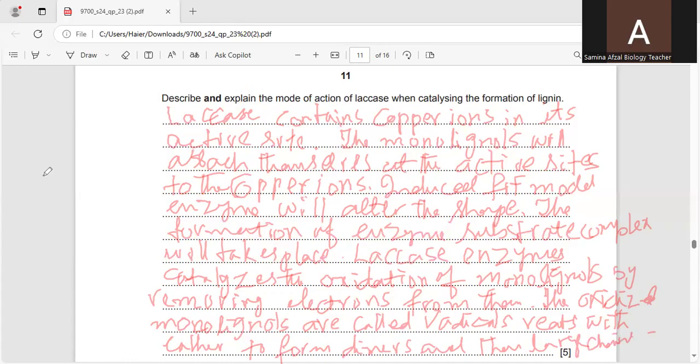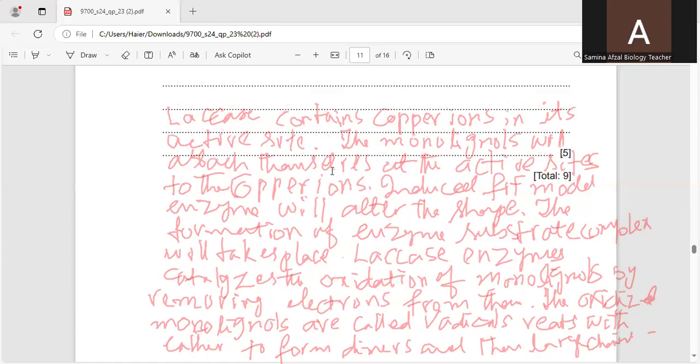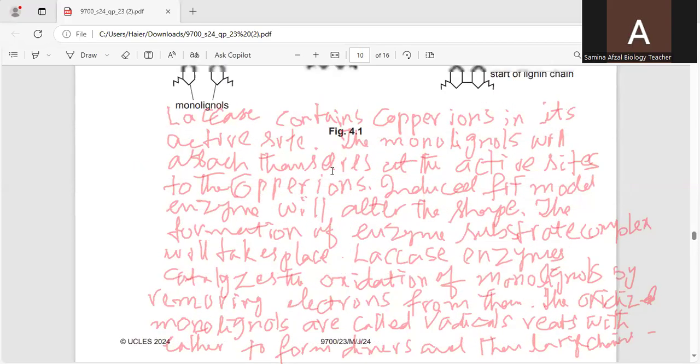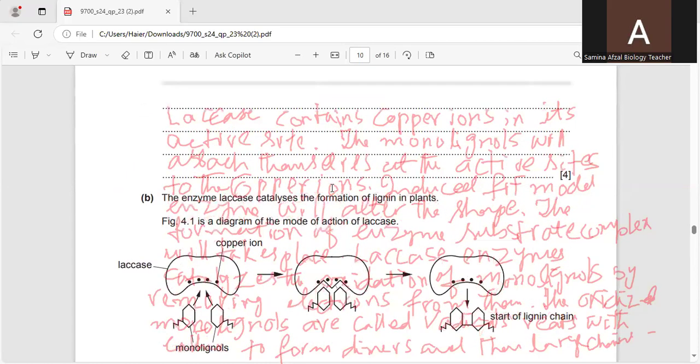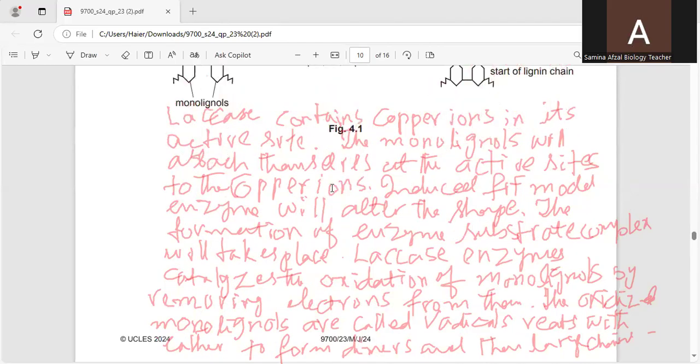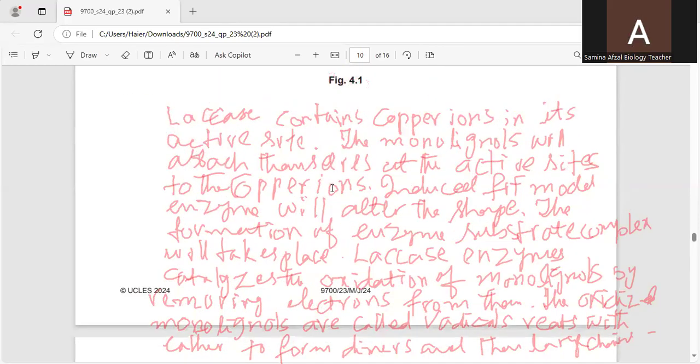So it was all about this question. I have explained and written as well. So it was all about question number 3 and question number 4.